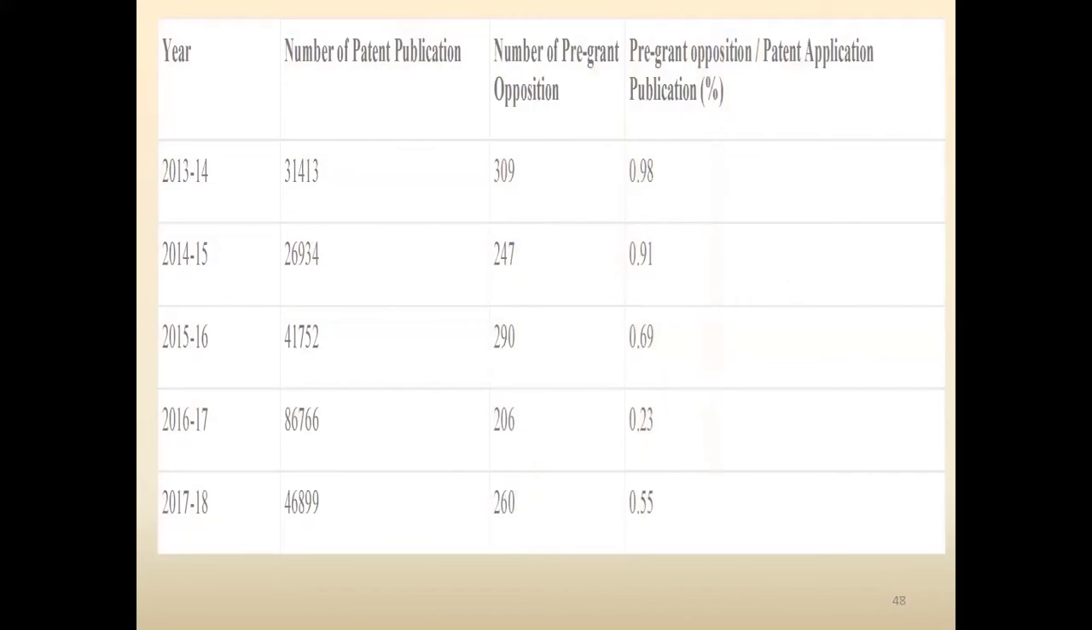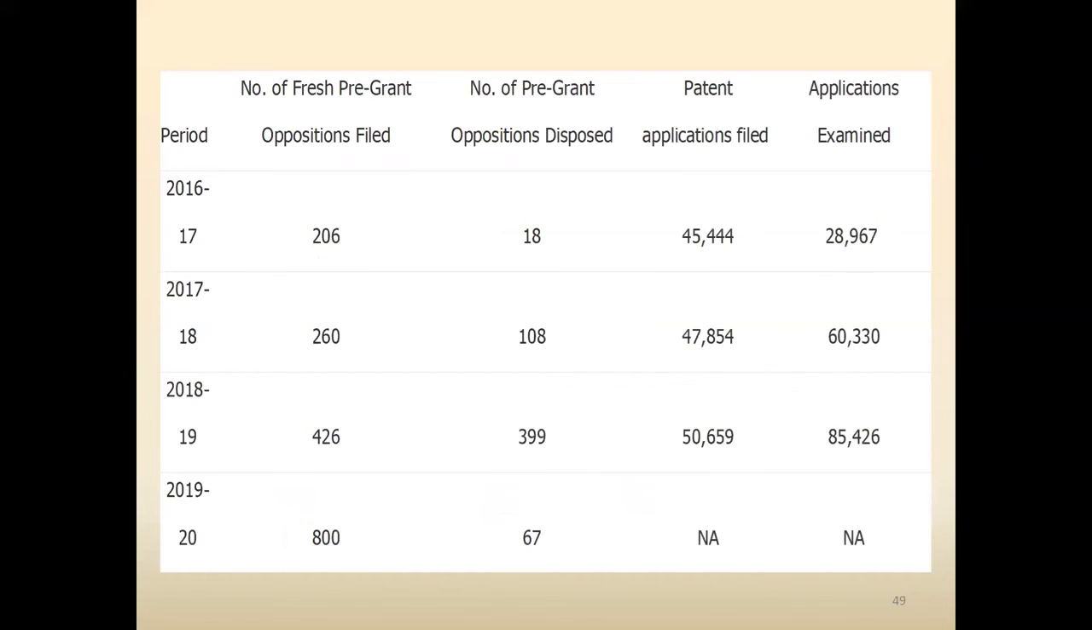And this is one statistical data showing the number of patent applications published and the corresponding number of applications that are being opposed. You see, in 2017-18, from 13 to 18, not even 1% of the applications that are published are opposed. That is the awareness with the third parties regarding opposition. But in the last 2 years, 18-19 and 19-20, there has been a huge increase. 800 oppositions have been filed. So slowly, this awareness has come into the picture.